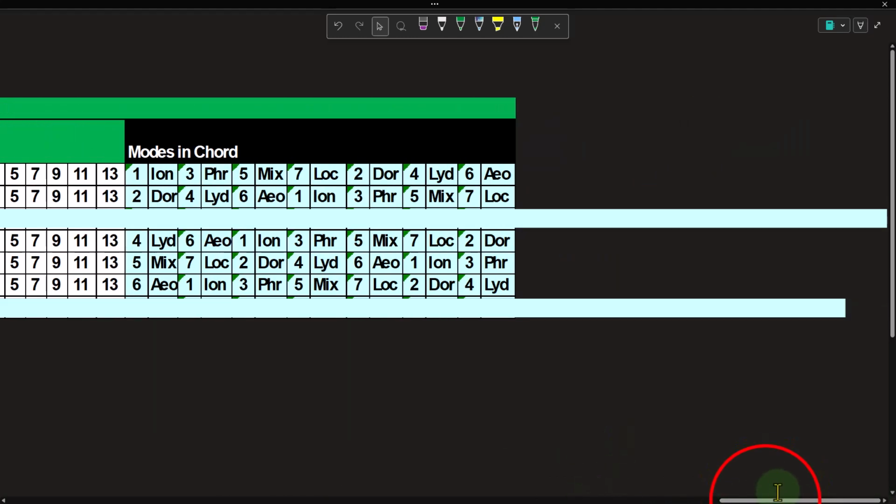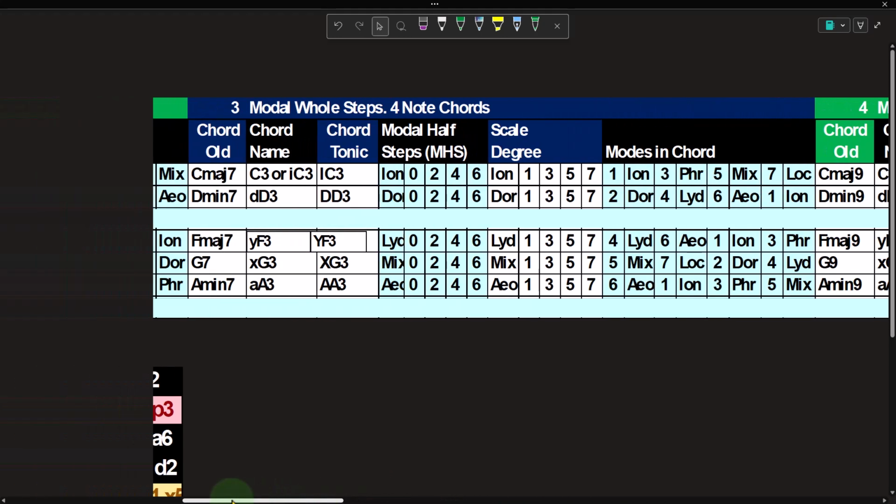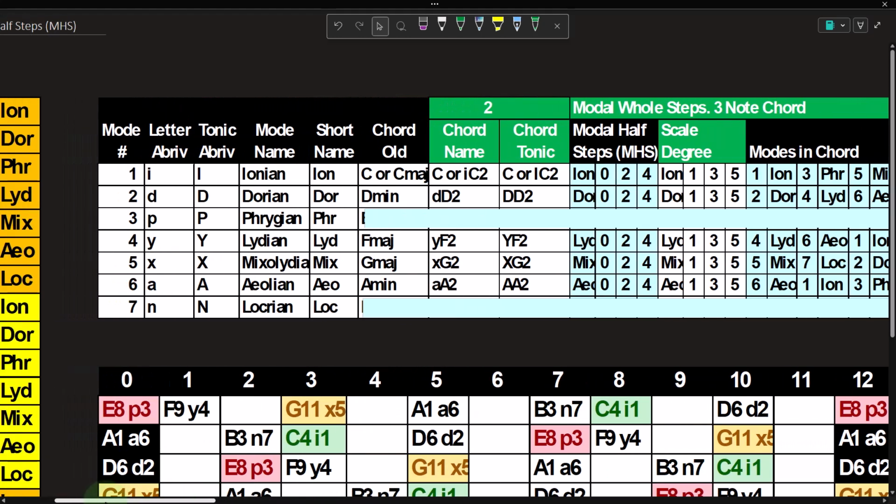All right, so that's going to give you then the Dorian. So if I make this the 2, then I could say it's a 2, 4, 6, 1, 3, 5, 7. All right, let's keep going because we're running long on time. Let's then move to the Phrygian.